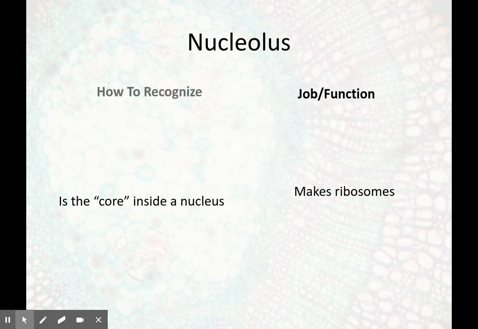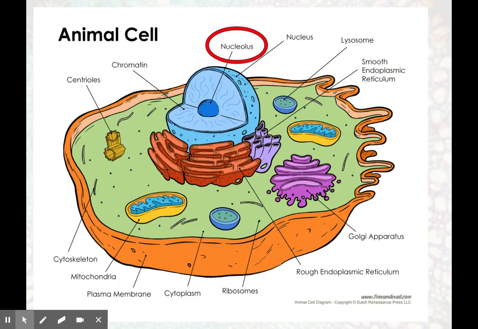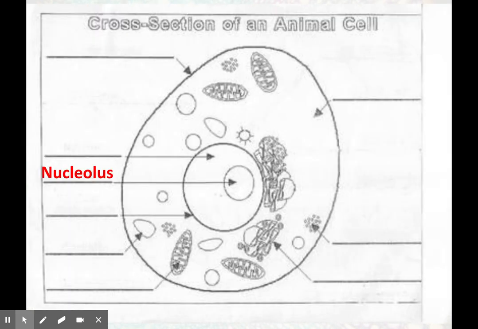Okay. The core inside the nucleus is something called the nucleolus. All right, nucleolus. The job of the nucleolus is to make another part of the cell that you're going to see called the ribosomes. So the nucleus controls all the activities of the cell and protects the DNA. Inside the nucleus is the nucleolus, and its job is to make ribosomes. So here we have that core, the nucleolus. There's the nucleolus inside the nucleus.